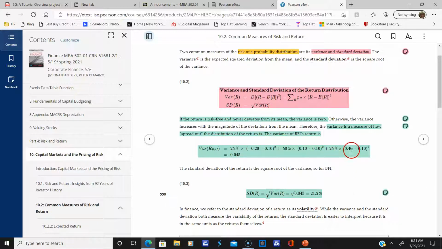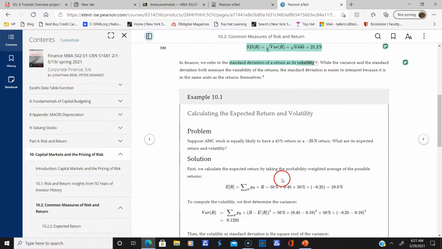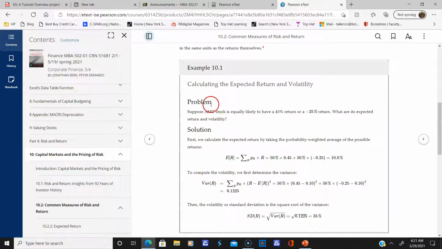Now again, you could do this all in Excel. If you are so inclined, open up Excel and program it to do this. The standard deviation is known as the volatility. So this is the volatility, and basically the standard deviation is the one most commonly used. Here's a nice example where they show the expected return and volatility in example 10.1. And again, here's the expected return. This is just for one return, so they just do this for one here.